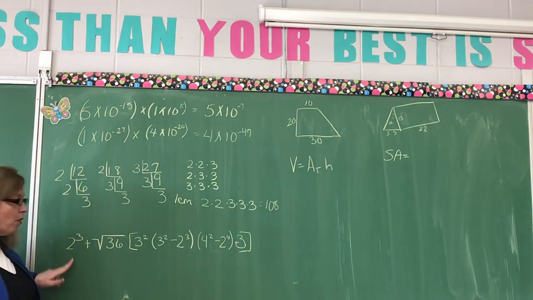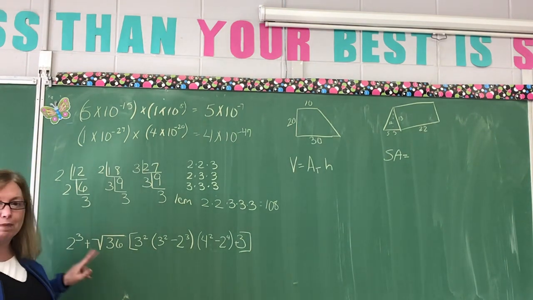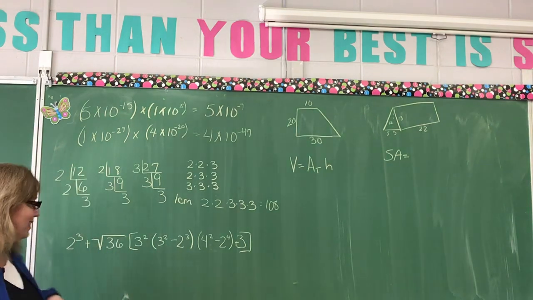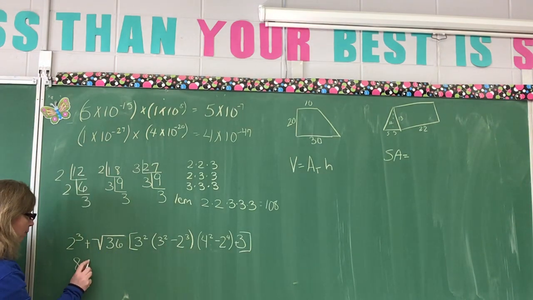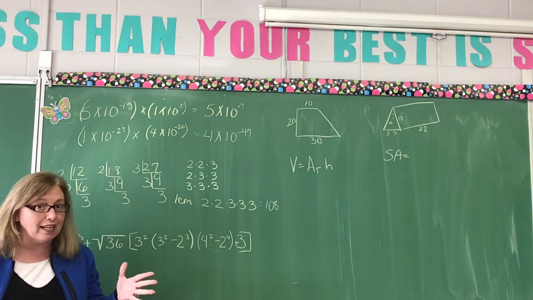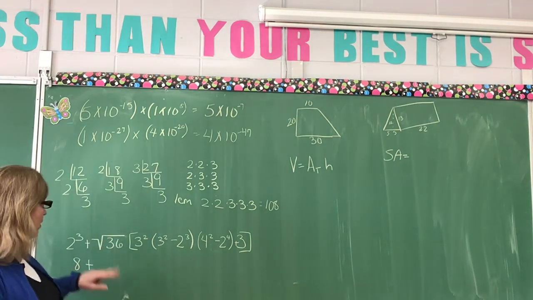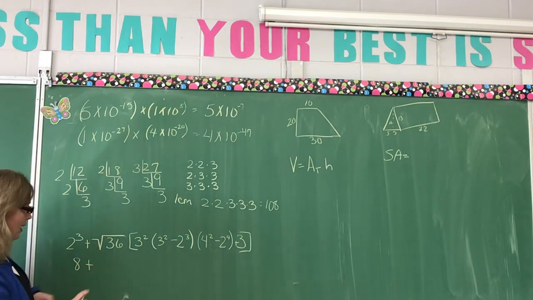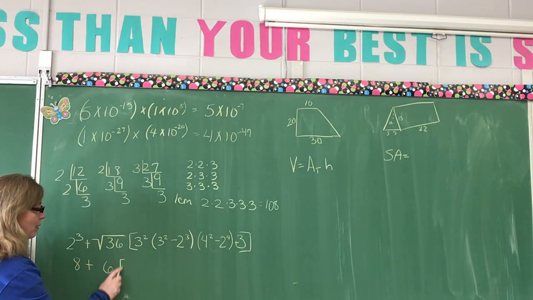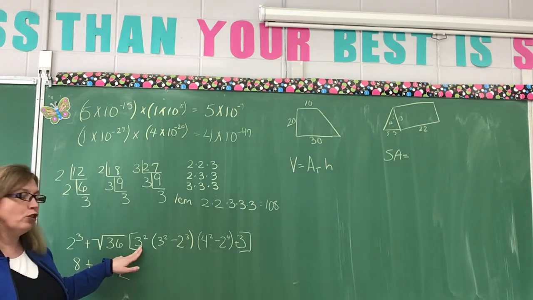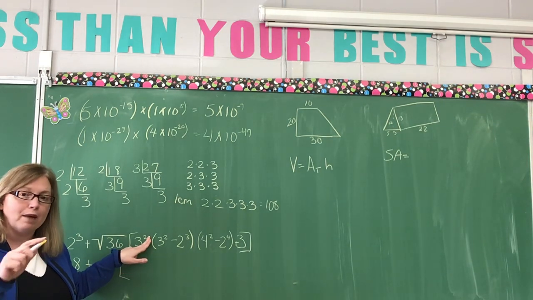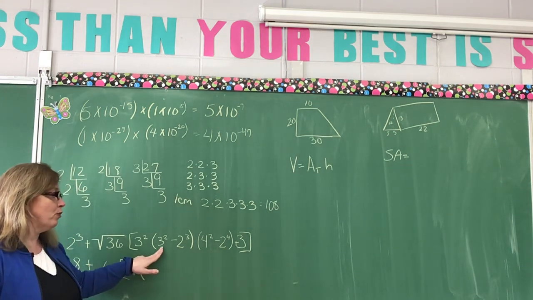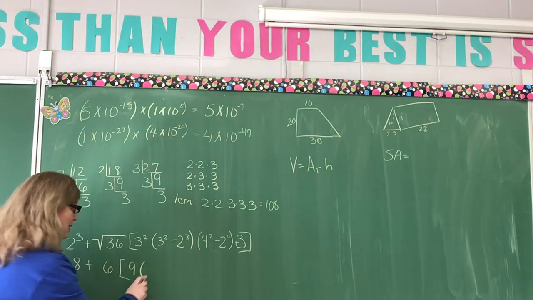We do have a power, 2 to the 3rd power. That means 2 times 2 is 4. 4 times 2 is 8. So I can write 8 right there. I can't combine it with anything yet, but I can get rid of the power. Okay, what is the square root of 36? It is 6. I can write that down. Now bring down my bracket, and I say 3 squared, or 3 times 3 is 9. Parentheses, 3 squared again is 9.